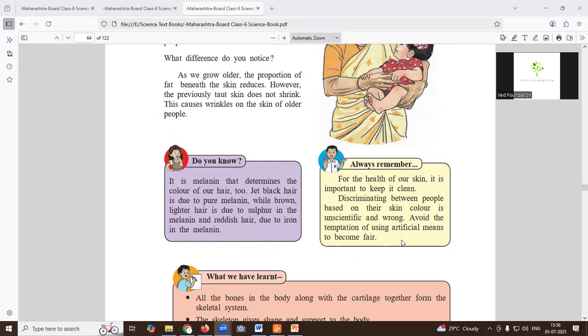लेकिन ओवर यूज ऑफ कॉस्मेटिक्स से स्किन डैमेज हो जाती है. सो अवॉइड द टेम्पटेशन ऑफ यूजिंग आर्टिफिशियल मीन्स टू बिकम फेयर. तो फेयर होने के लिए जो आर्टिफिशियल मीन्स है उसे अवॉइड करिए. एंड डिस्क्रिमिनेशन बिटवीन पीपल बेस्ड ऑन देयर स्किन कलर इज अनसाइंटिफिक एंड रॉन्ग. तो फेयर स्किन एंड डार्क स्किन के जो पीपल है इनमें डिफरेंस किया जाता है. तो ऐसे डिफरेंस करना, दिस इज नॉट राइट. This is very unscientific and wrong.